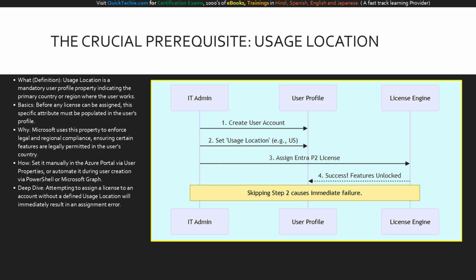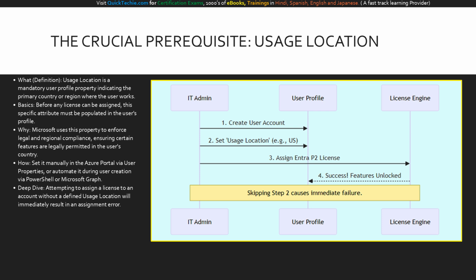Let's walk through this sequence diagram together to see exactly how this process flows in a real-world scenario. On the left, we have you, the IT admin. In the middle is the user profile, and on the right is the Entra ID license engine. Step 1, you create the user account. Step 2 is the critical phase. You explicitly update the usage location to a specific country, like the US or UK.